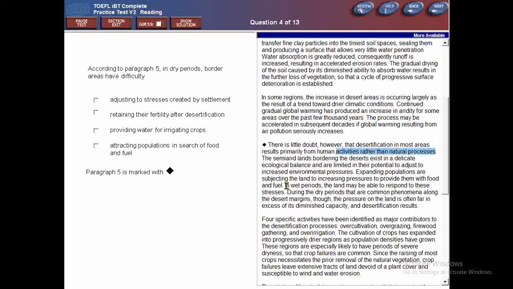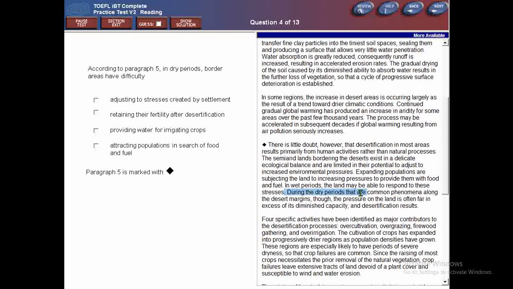In wet periods, land may be able to respond to these stresses. There are stresses subject to the bordering area or desertification: one is the natural, environmental process, and the other is the human pressures. The two sentences explain human activities and natural activities. In wet periods, these stresses may be replenished.